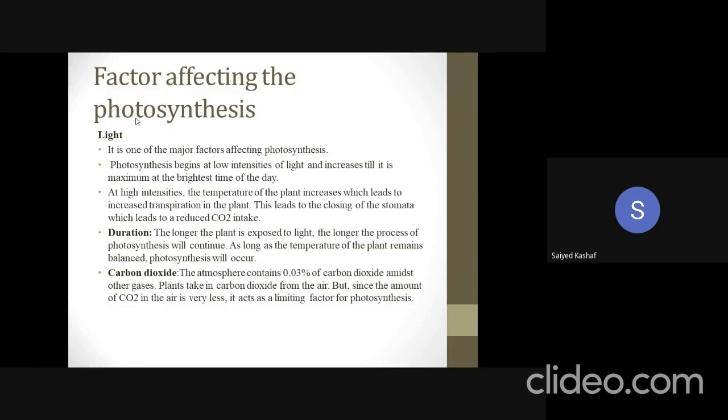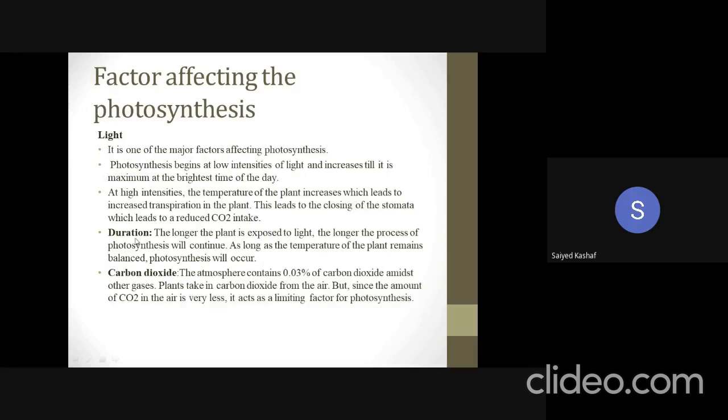So first we will discuss light. It is one of the major factors that affect photosynthesis, and photosynthesis begins at low intensity of light and increases till it is at maximum at the brightest time of the day. At the highest intensity, the temperature of the plant increases, which leads to increased transpiration in the plant, that leads to the closing of the stomata, meaning ultimately a reduction in the exchange of gases, right?